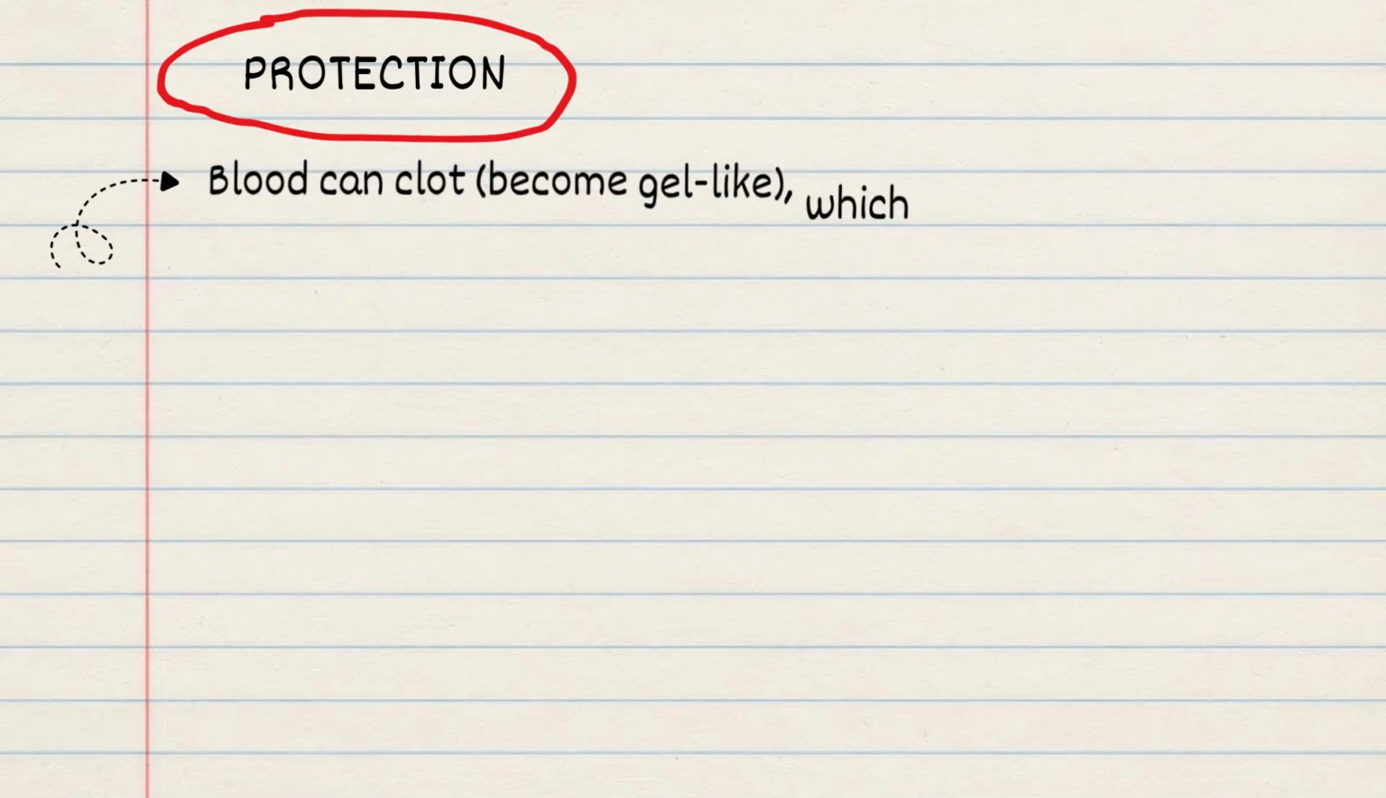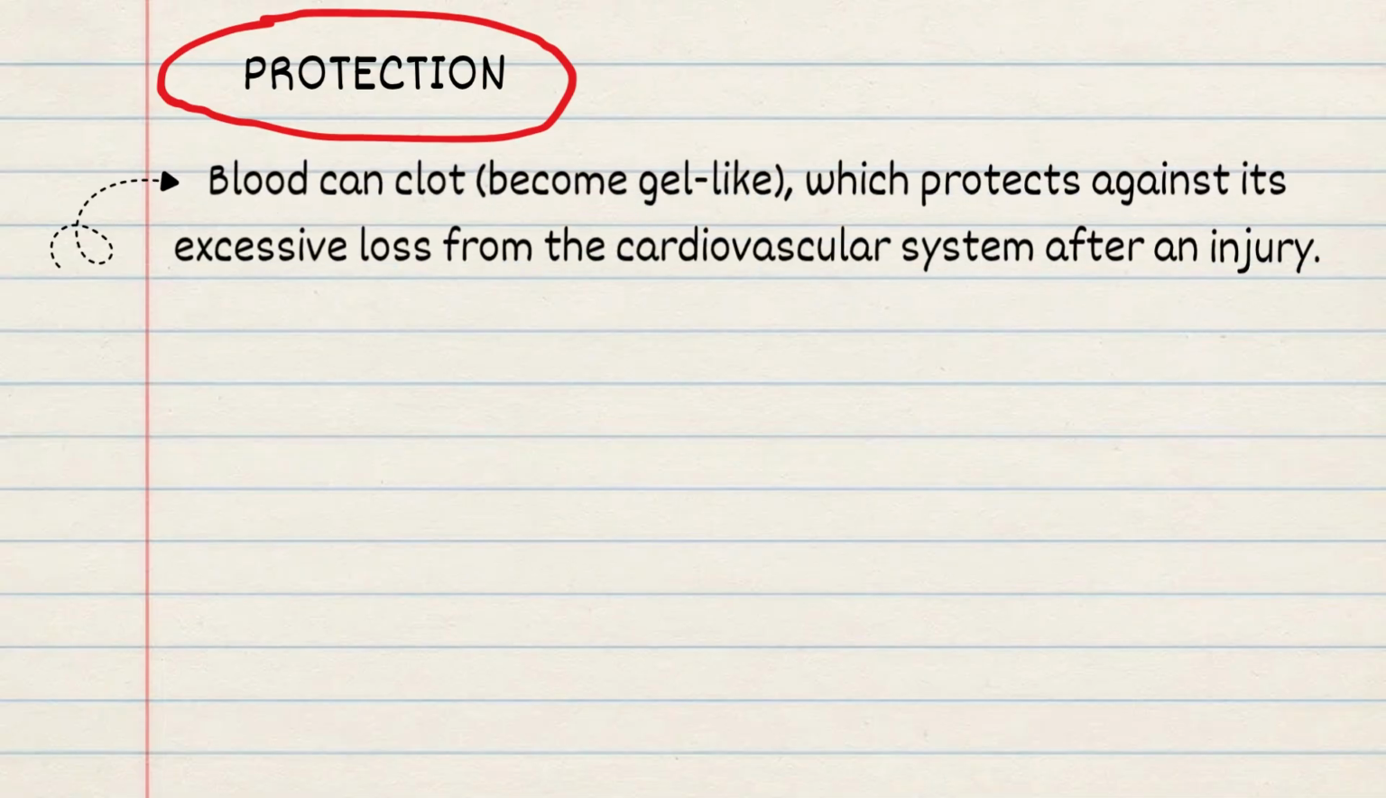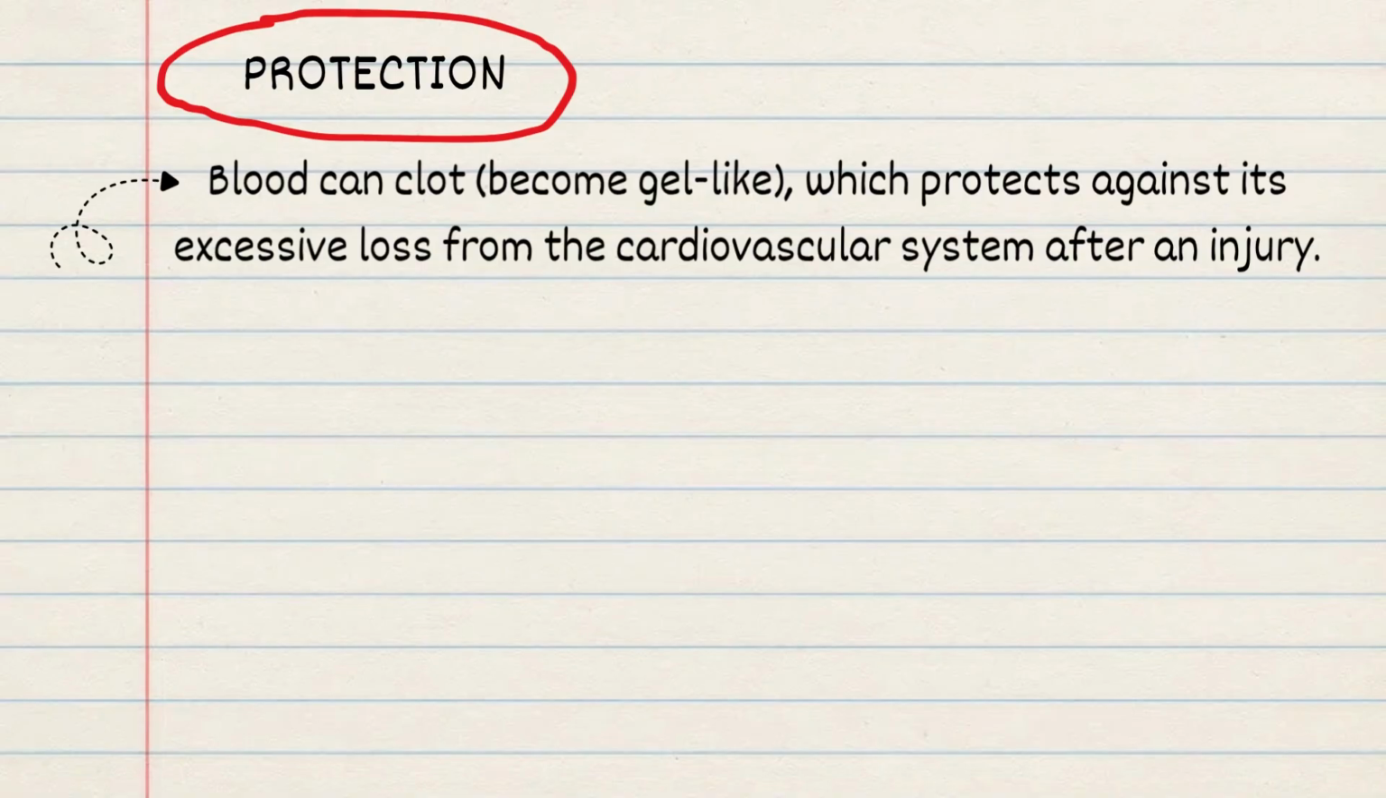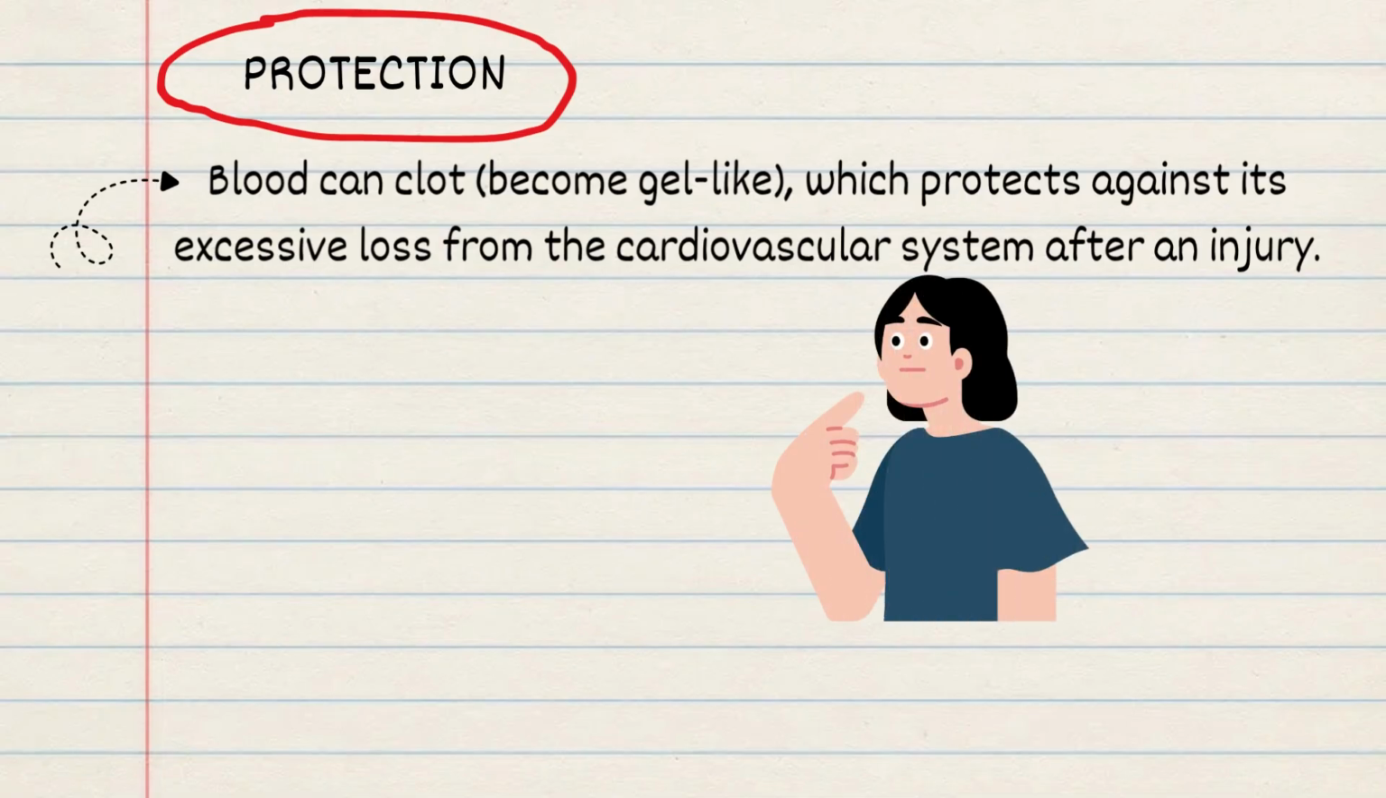Blood clotting prevents excessive blood loss. When a blood vessel is injured, blood clots, changing from a liquid to a gel-like mass. The clot seals the wound and stops excessive bleeding. This prevents the body from losing too much blood. Example: when you cut your finger, a blood clot forms and creates a scab.